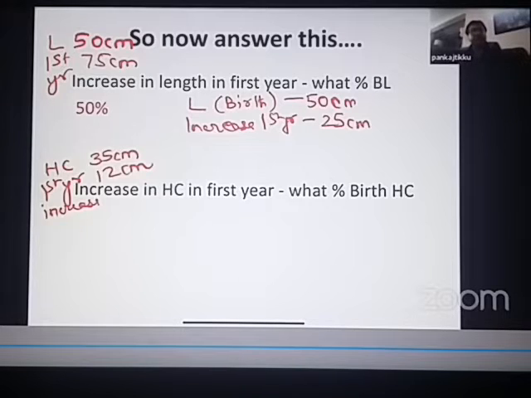So how much increase in the first year? 12 centimeters. What is the head circumference at birth? 35 centimeters. So if you're asked this question, increase in head circumference in the first year is what percentage of the head circumference at birth? Answer is 33%.